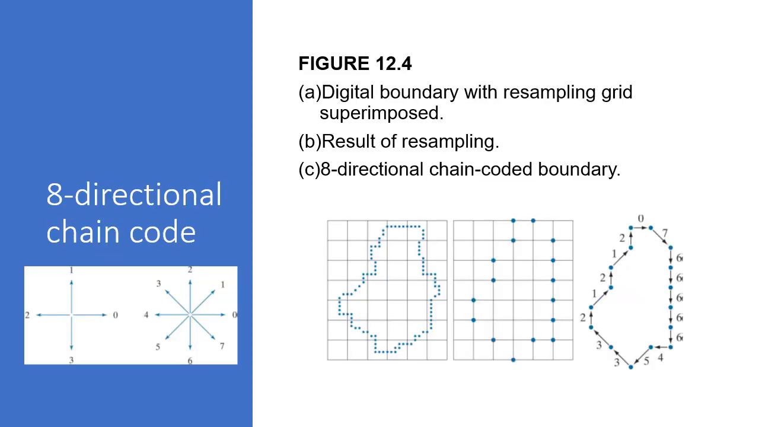Now here is an example of the Freeman chain code. We have the object on the left here.